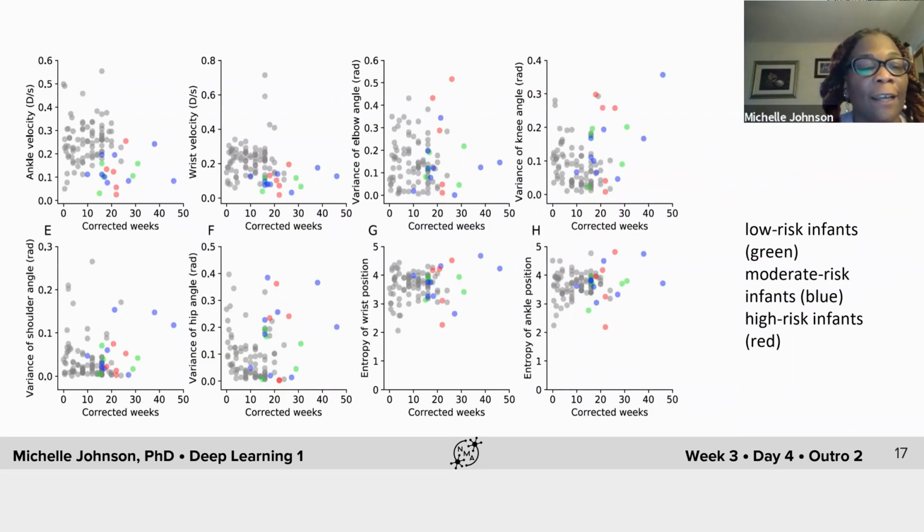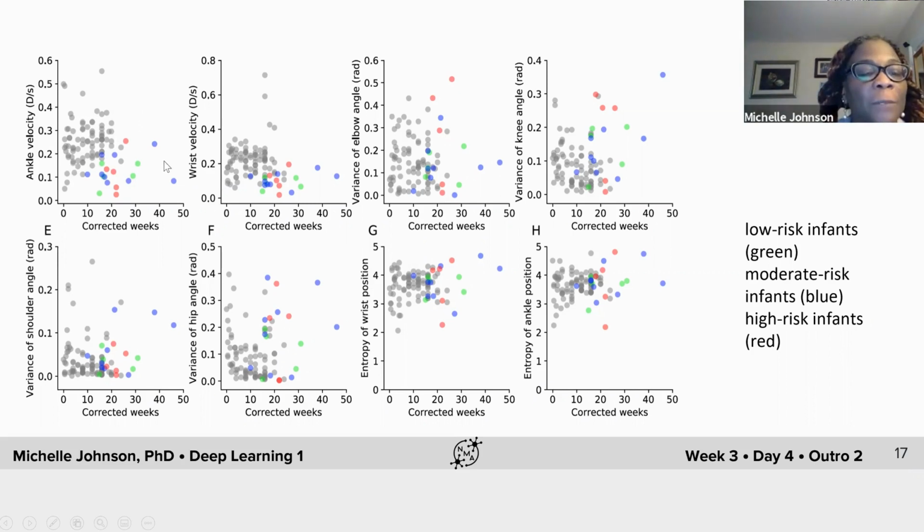Here is a look at the different feature plots. As you can see, you can kind of see that the features are beginning to stratify visually. The normative data is in gray. The low risk infant data is in green. The moderate risk is in blue, and the high risk in red.